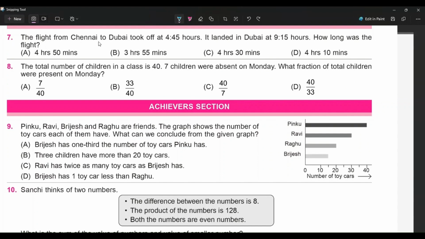Seventh question. The flight from Chennai to Dubai took off at 4:45 hours. It landed in Dubai at 9:15 hours. How long was the flight? So 5 hours minus 4:45 is nothing but 15 minutes.